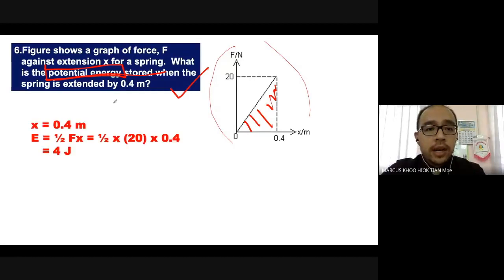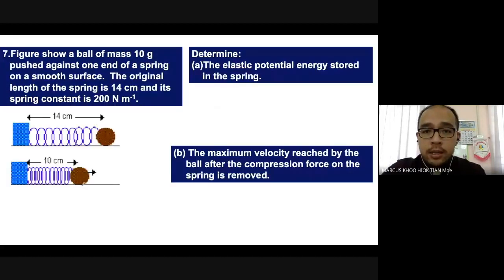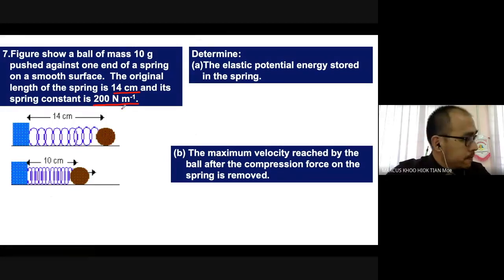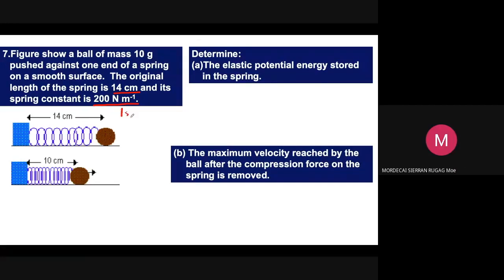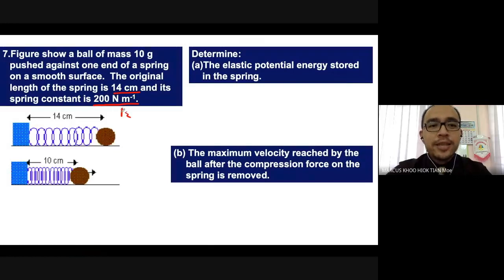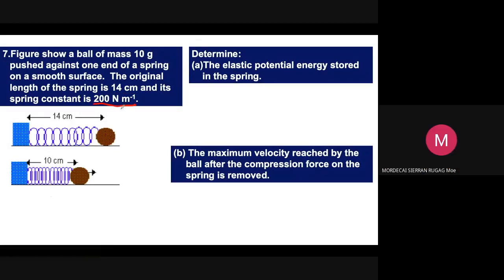Okay, so anyway, this one no need. This is a normal question. Let's say for example, this is the original spring. Original length of spring is 14 cm. The spring constant is 200 newtons per meter. What is the symbol for spring constant? N per M. Hello, symbol, not unit. Symbol for this one is k.